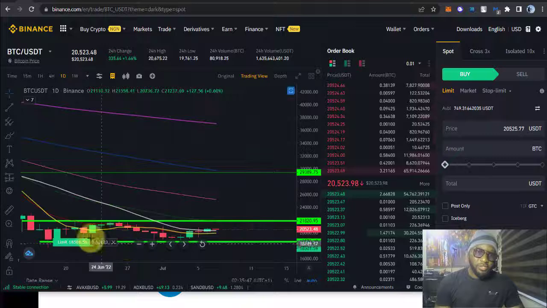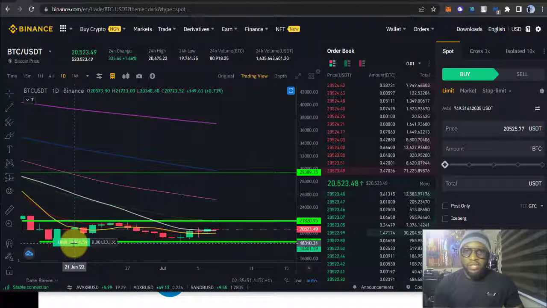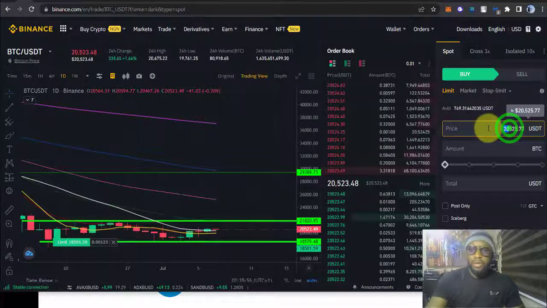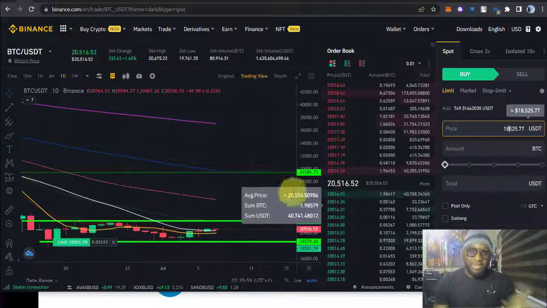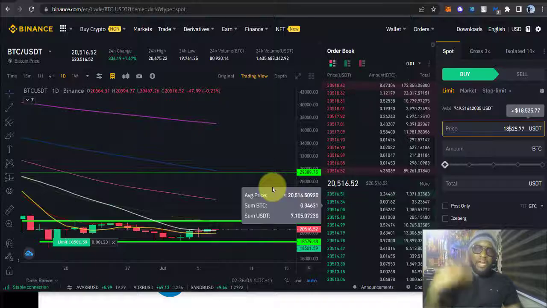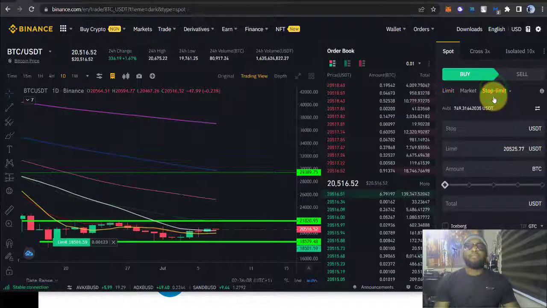Now, limits allow you to buy below the current market price. So I want to place a limit order. This is a limit order. You can see it's written limit. So if Bitcoin dumps to 18,500 and something, I should buy for me. That is limit order. But if I want to buy above the current market price, how do you do that? That is when you come to stop limit.